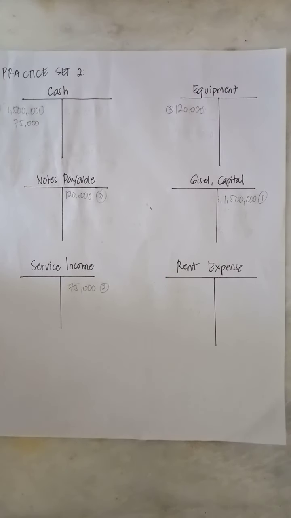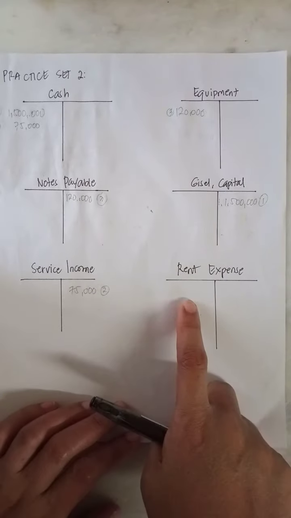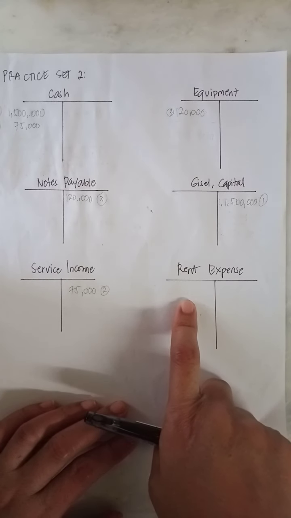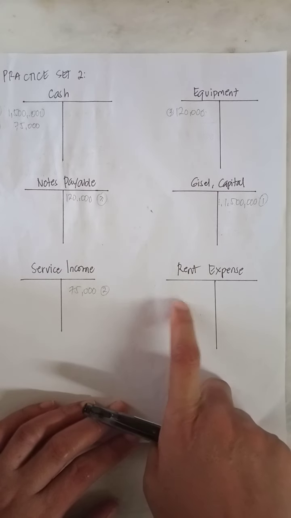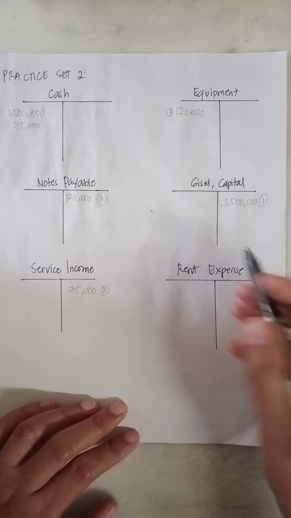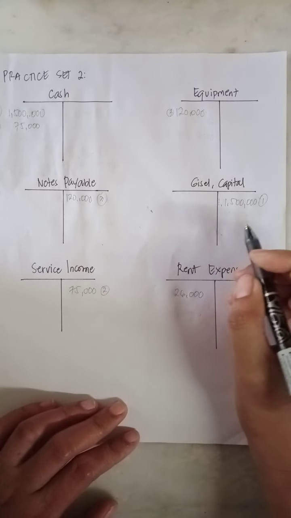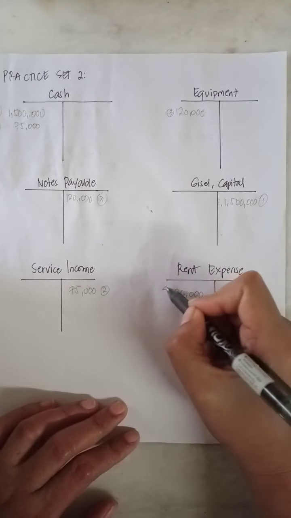Next, transaction number 4, paid rent for the month, 26,000. So, the value received is the right to use the property, but it says that you only pay for a month. Therefore, there is no advance payment. So, you increase the expense account. If you increase the expense account, you debit rent expense because you pay for the rent. Therefore, you debit rent expense to increase the expense account, 26,000.